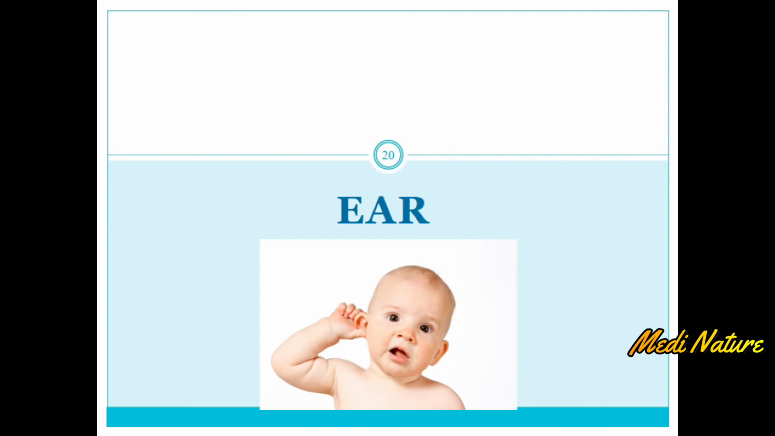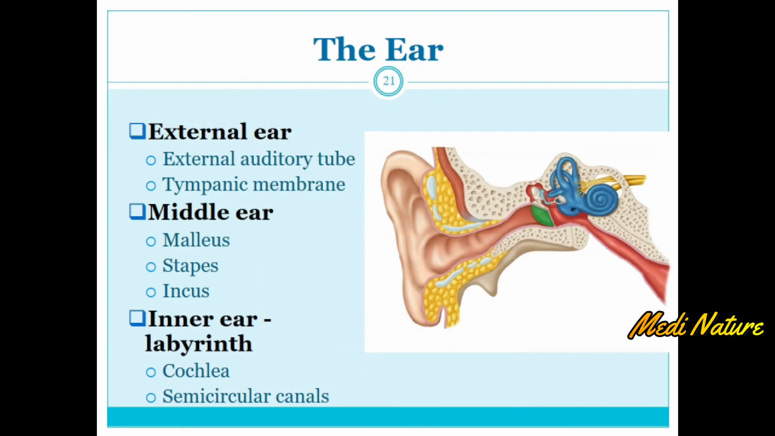We are going to learn about the ear. The ear can be divided into three main parts: the external ear, the middle ear, and the inner ear. The external ear is composed of the external auditory tube and the tympanic membrane. The middle ear contains three bones called malleus, stapes, and incus. The inner ear, which is also called the labyrinth, contains the cochlea and the semicircular canals.